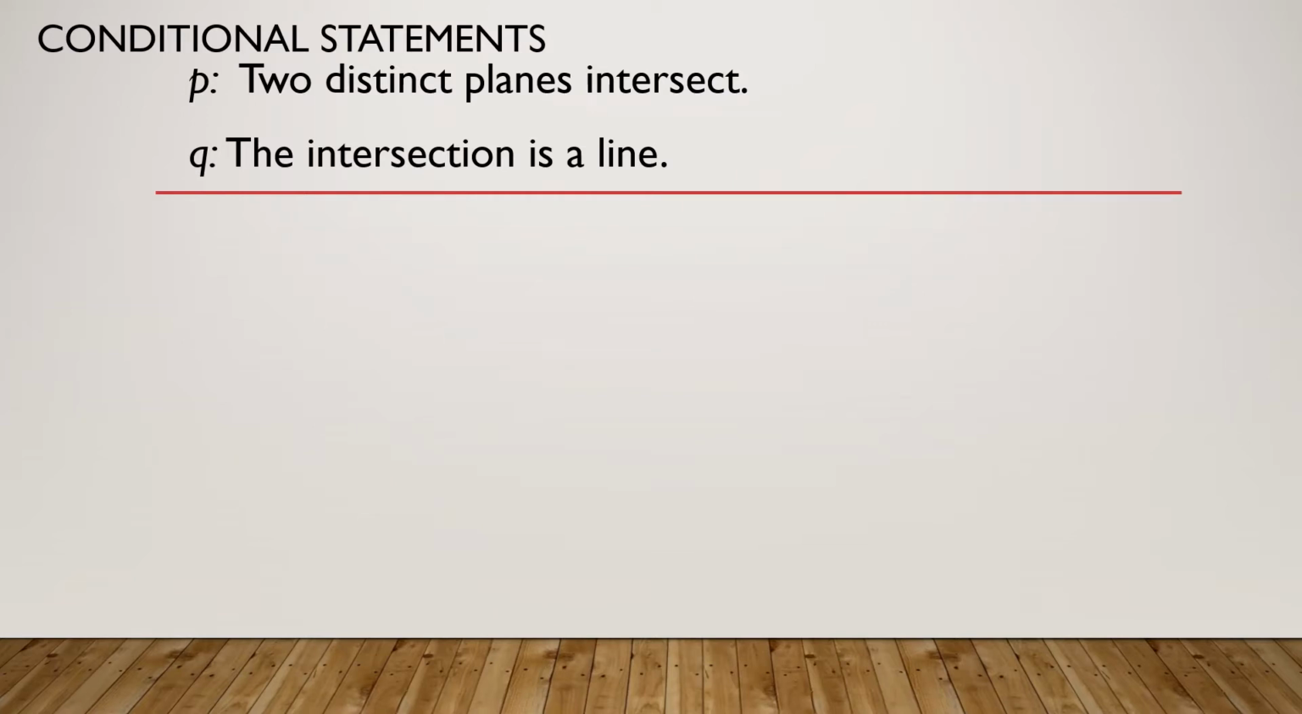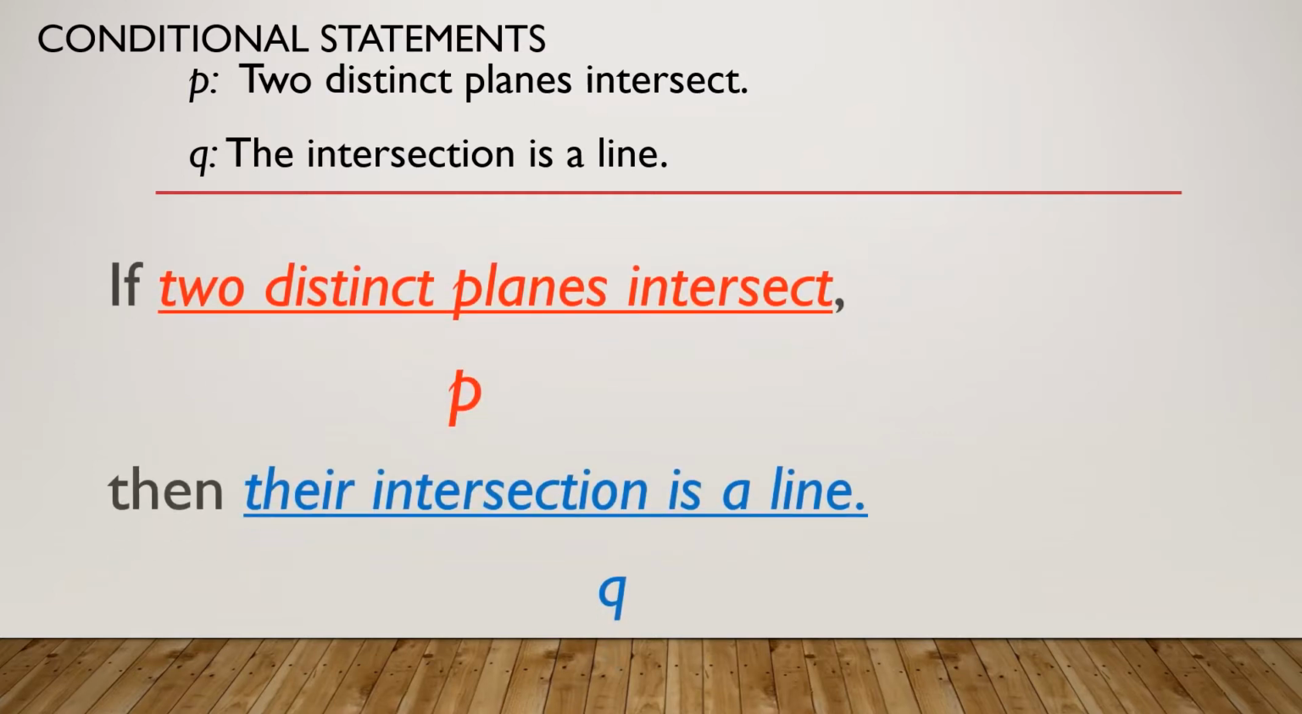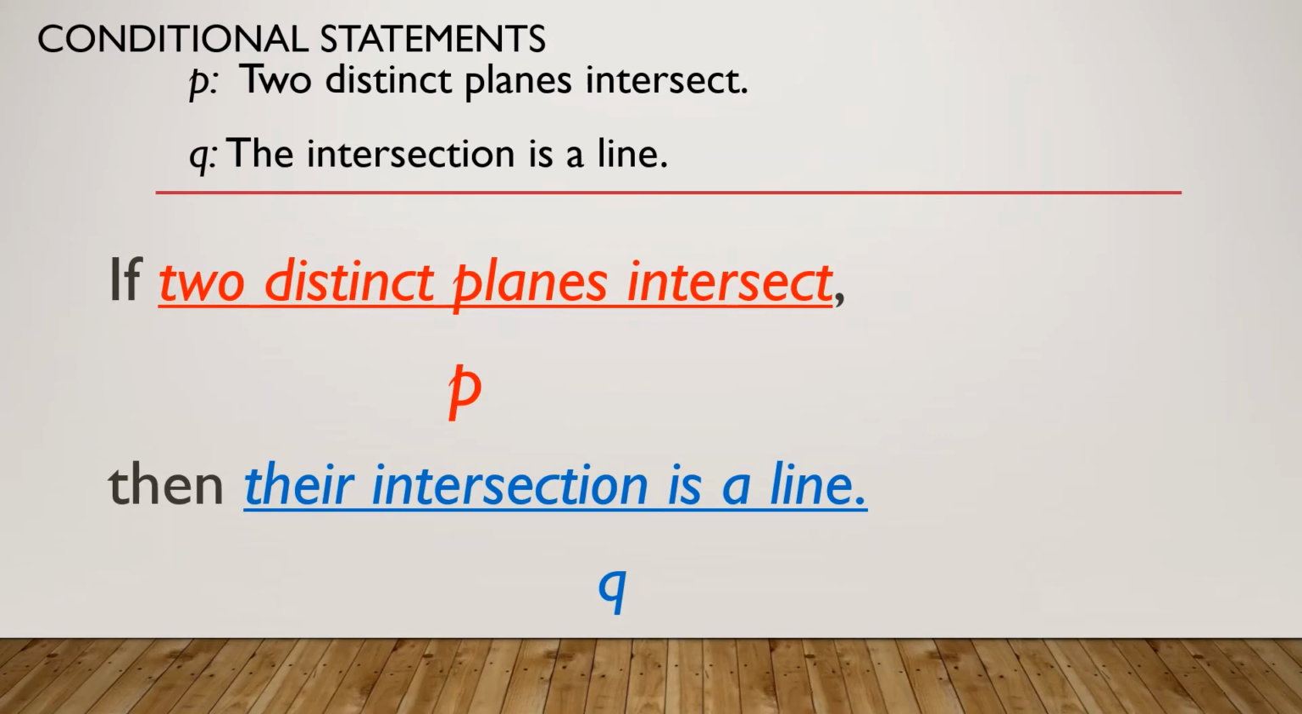For example, given the conditional statement, P: two distinct planes intersect. Q: the intersection is a line. So in if-then statement, if two distinct planes intersect, then their intersection is a line, wherein P is the hypothesis and Q is the conclusion.